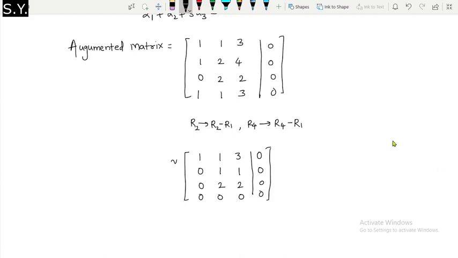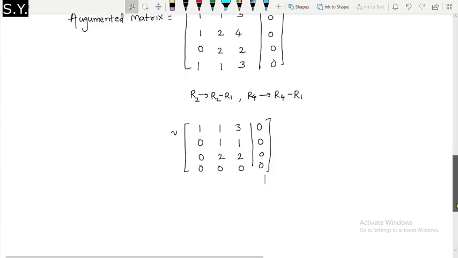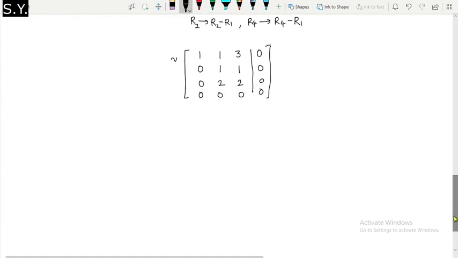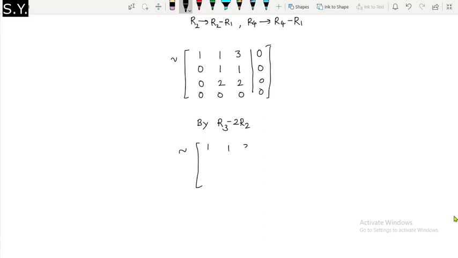So now it's easy to guess what the rank is. What should be the rank? It should be 2, right? So by R3 minus twice R2. Is that okay? So this will be equivalent to 1 1 3. Better I write like this, right?